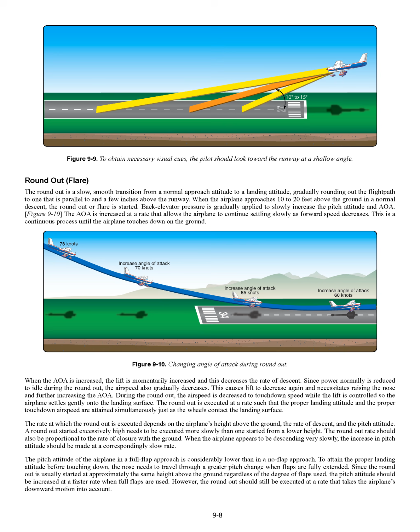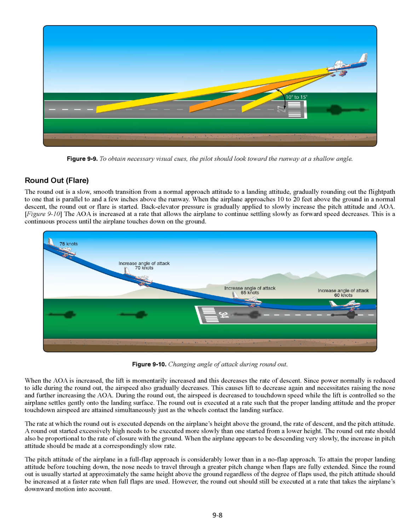Round out, flare. The round out is a slow, smooth transition from a normal approach attitude to a landing attitude, gradually rounding out the flight path to one that is parallel to and a few inches above the runway. When the airplane approaches 10 to 20 feet above the ground in a normal descent, the round out or flare is started. Back elevator pressure is gradually applied to slowly increase the pitch attitude and AOA. The AOA is increased at a rate that allows the airplane to continue settling slowly as forward speed decreases. This is a continuous process until the airplane touches down on the ground.